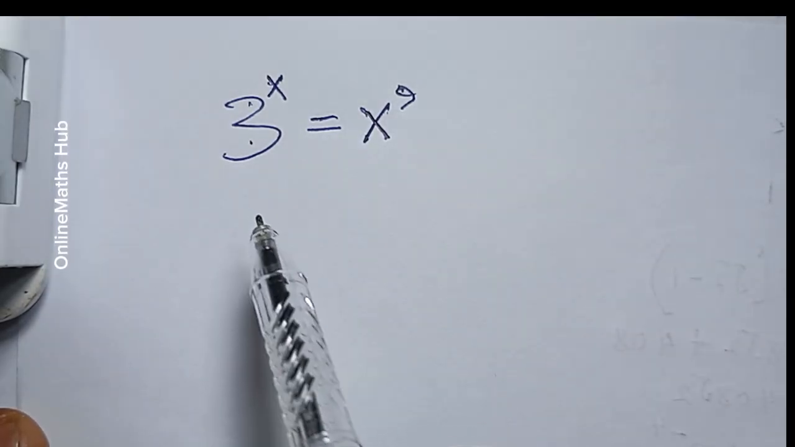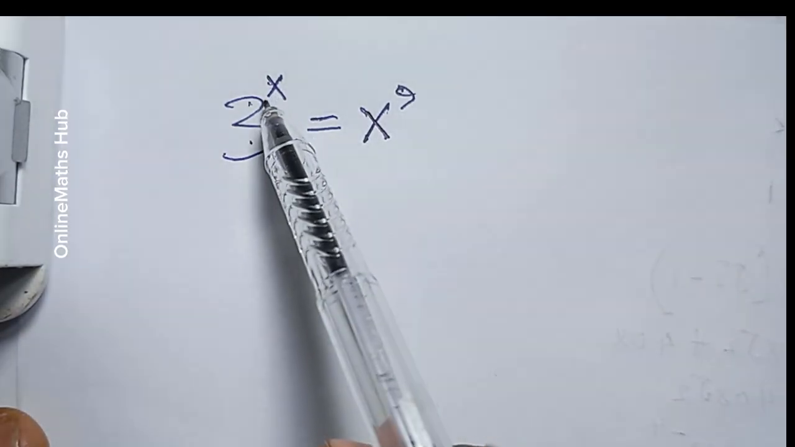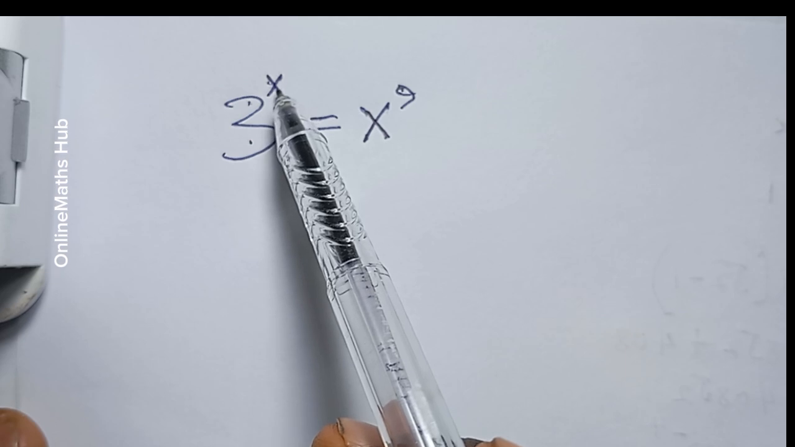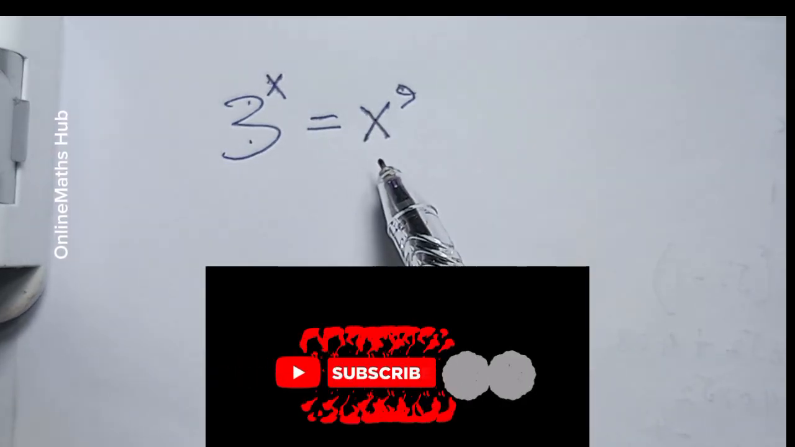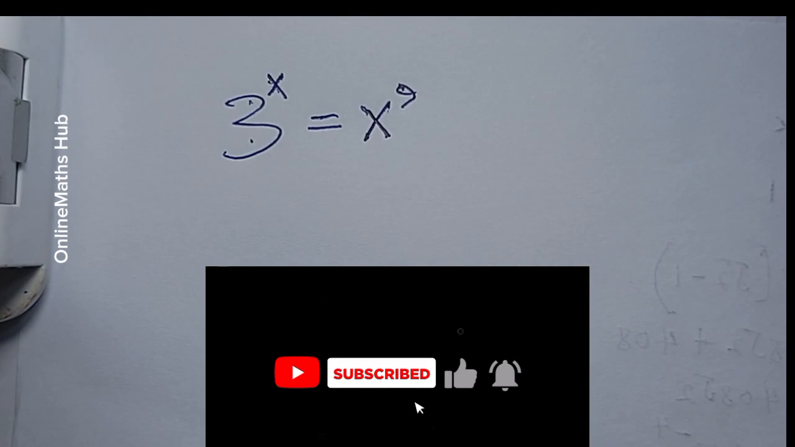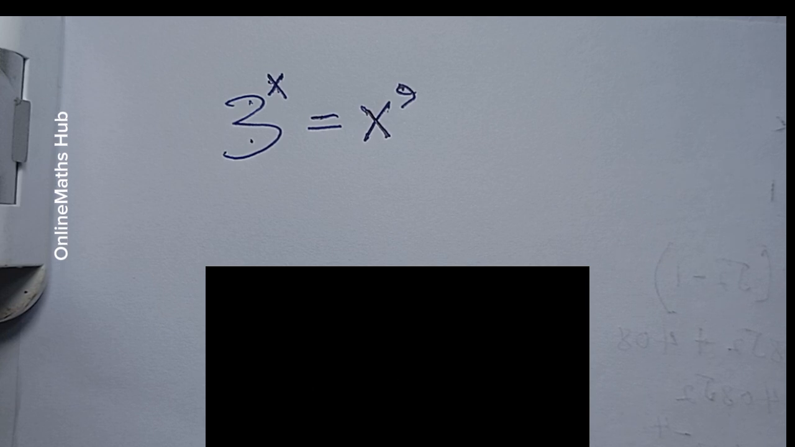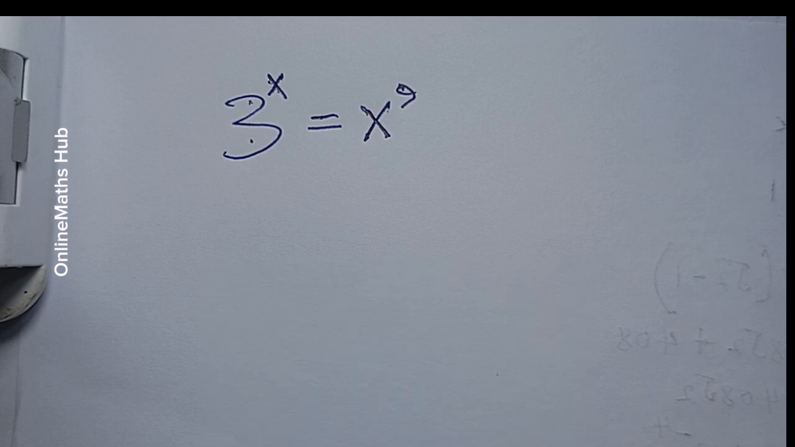Our job is just to find a way to remove this x at the power right here, and then we simplify both sides of the equation and see how we can have a similar pattern. Once we're able to achieve that, we can then go ahead to compare the two sides of the equation. That will help us to actually know the value of x that will satisfy this equation.